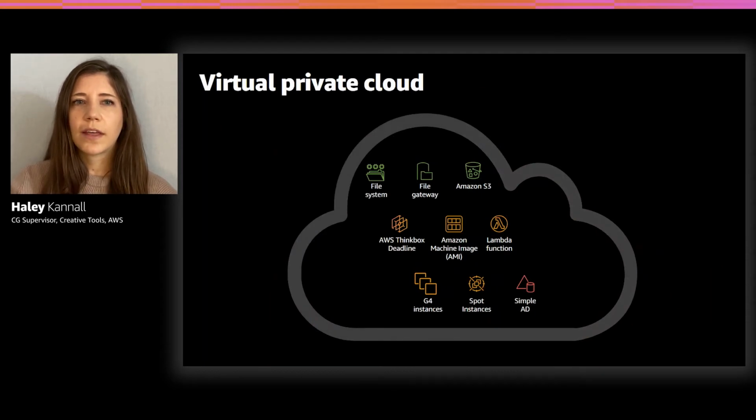To begin building a cloud studio, the first step is setting up a virtual private cloud, or VPC. All of the cloud resources used by your studio sit within the VPC. These resources include storage, workstations, directory services, render resources, and others. Your artists can connect to your VPC over the public internet or via a direct private network.